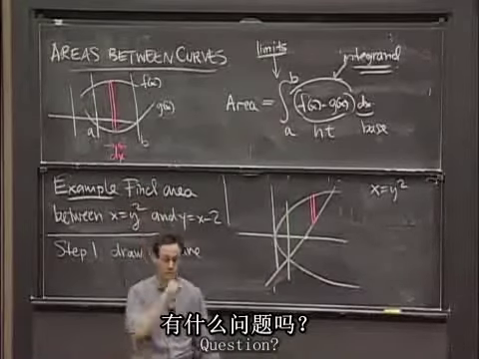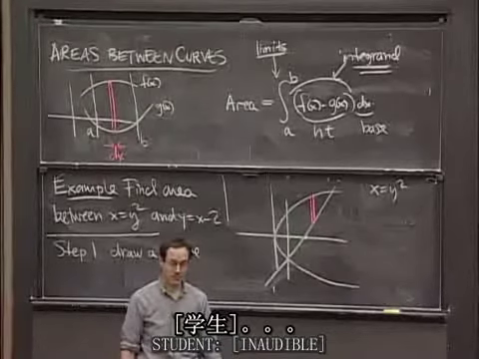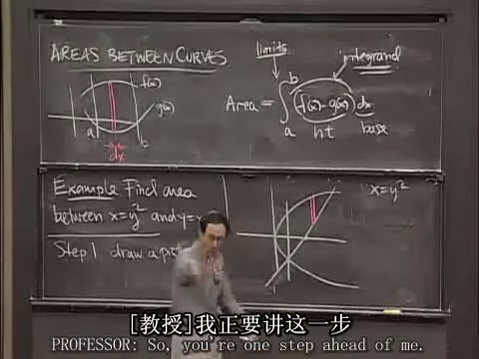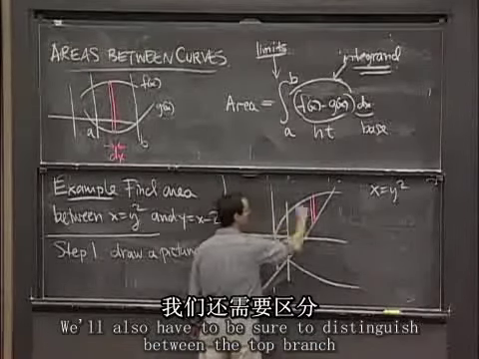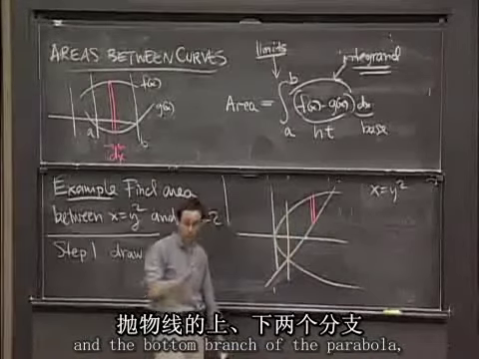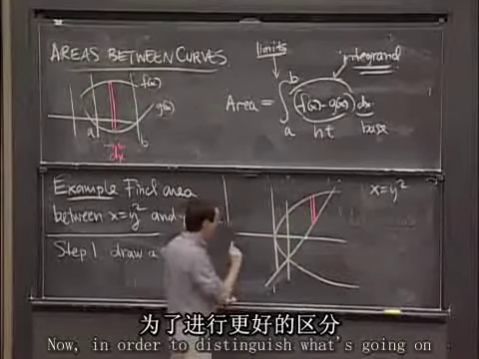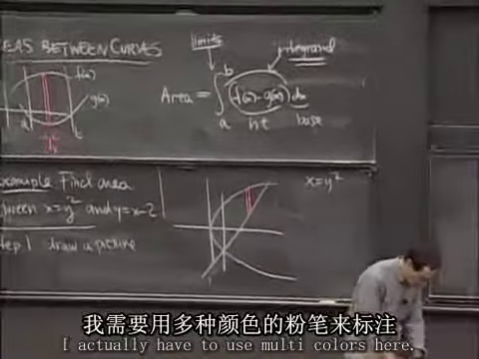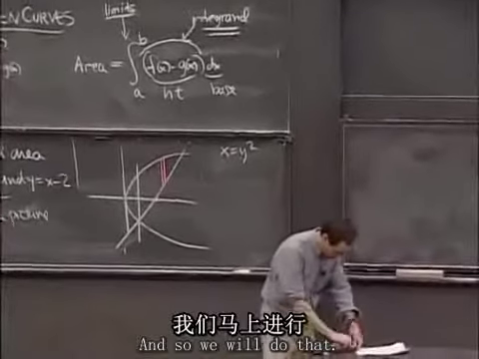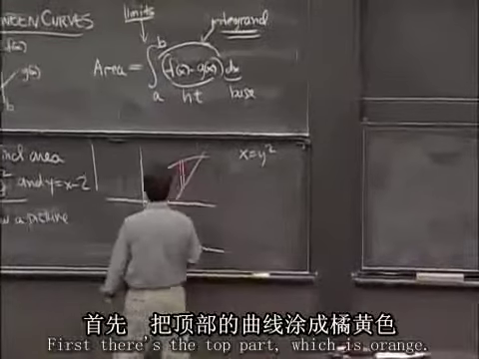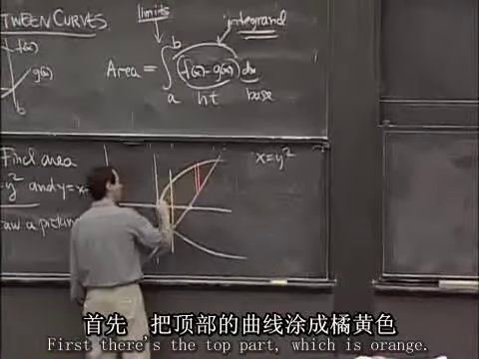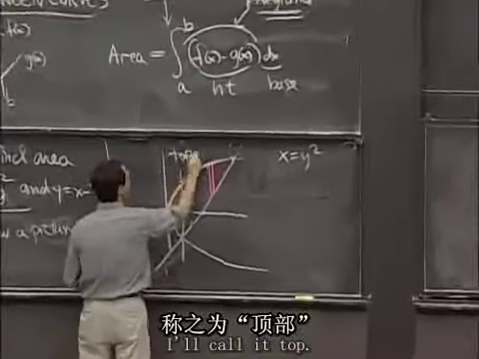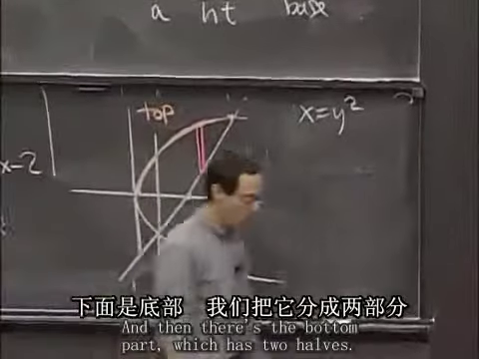Question? Top half of the parabola. In other words, not really. So you're one step ahead of me. We'll also have to be sure to distinguish between the top branch and the bottom branch of the parabola, which we're about to do. Now, in order to distinguish what's going on, I actually have to use multicolors here. And so we will do that. First, there's the top part, which is orange. All right? That's the top part. I'll call it top. And then there's the bottom part, which has two halves.